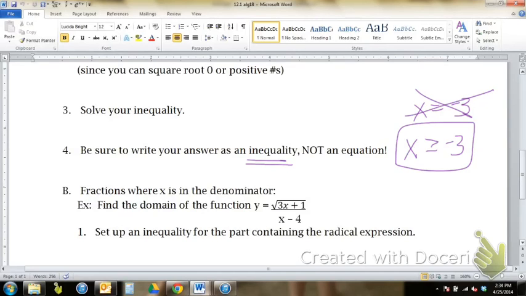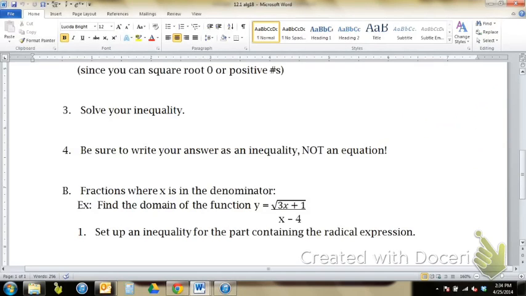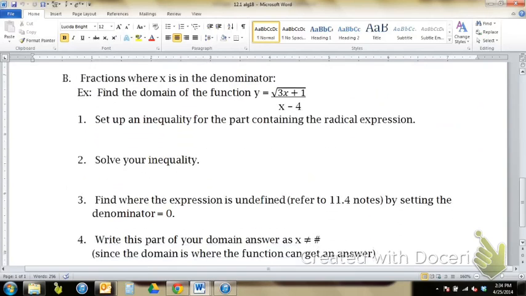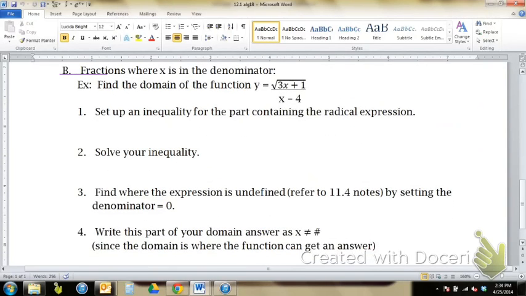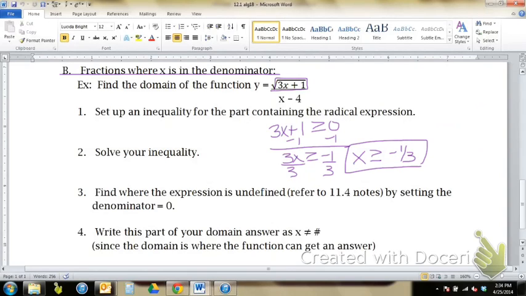All right, so the second type of problem is where you are going to have a fraction, where x is in the denominator. So this you're going to have two parts. First you set up an inequality for the part containing the radical, just like we did. So I take just what's under the square root, so 3x plus 1, that has to be greater than or equal to 0. Now I solve it and divide. And I get x is greater than or equal to negative 1/3. That's part of my answer.